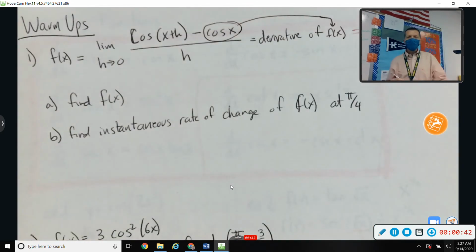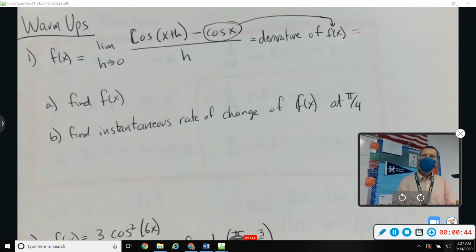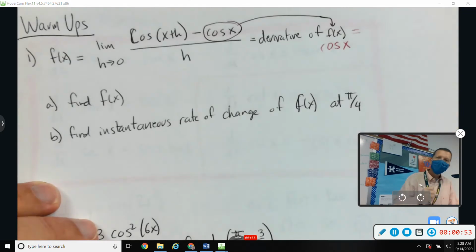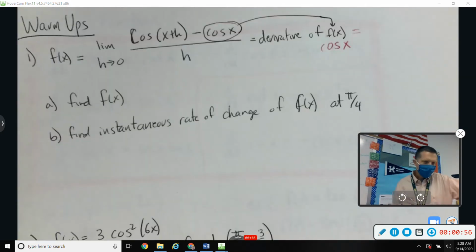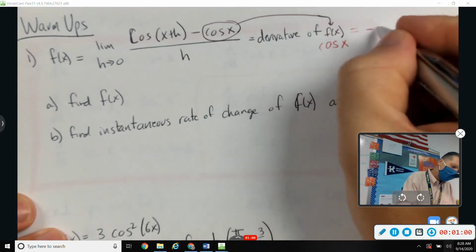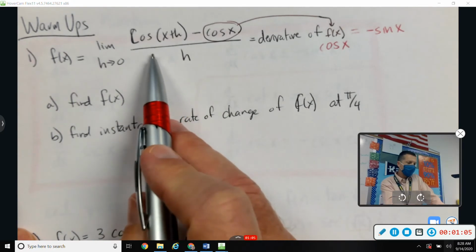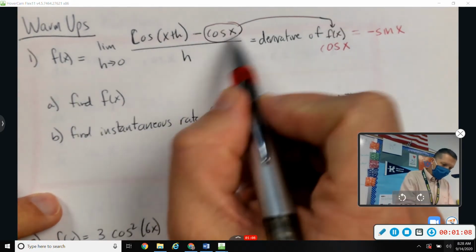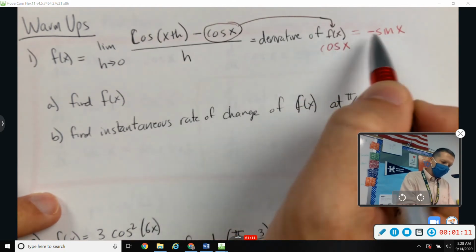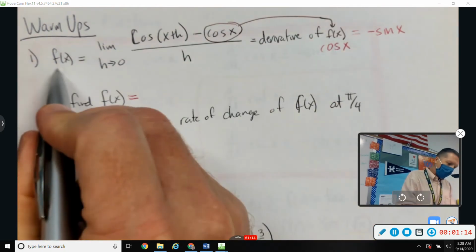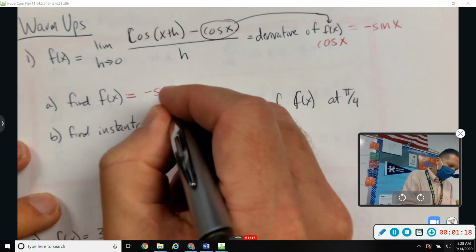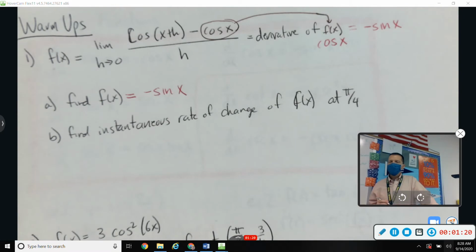And what's the derivative of f of x? Lucas, what's the derivative of cosine? Derivative of cosine is negative sine? Yes, it is. So that means that whole mess is the derivative, because it fits the format of a derivative, of whatever's in this spot. So the derivative of f of x, the derivative of cosine, which is negative sine. So f of x, this whole thing is negative sine of x, because it's the derivative of the cosine.